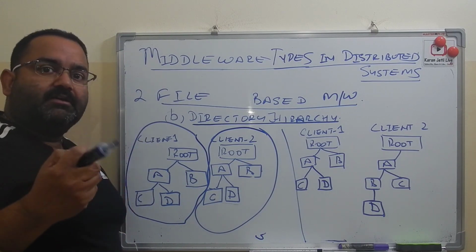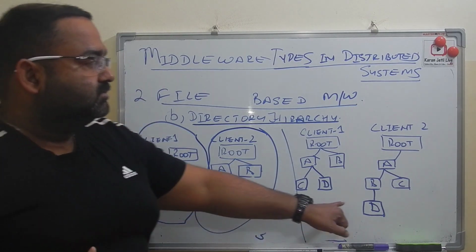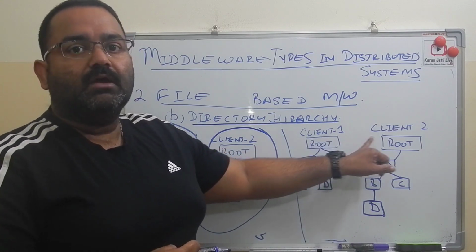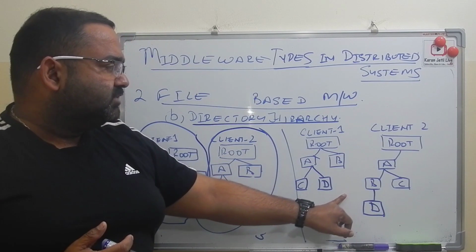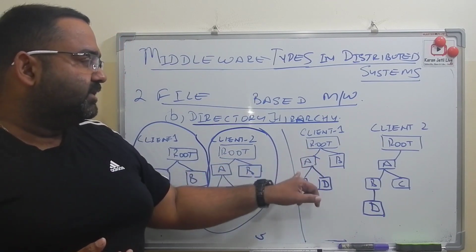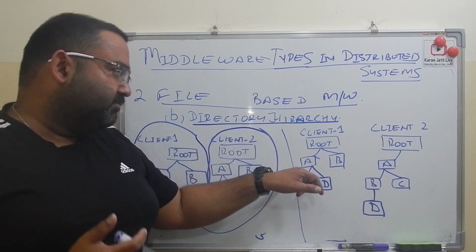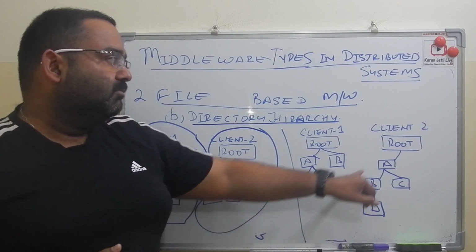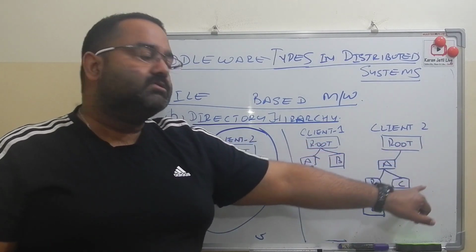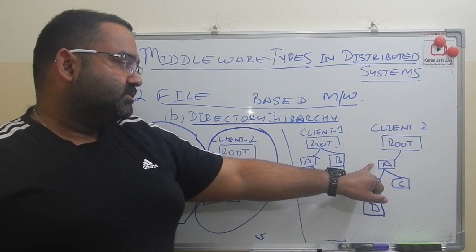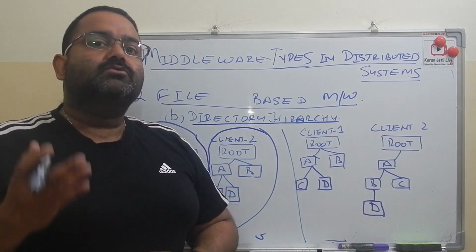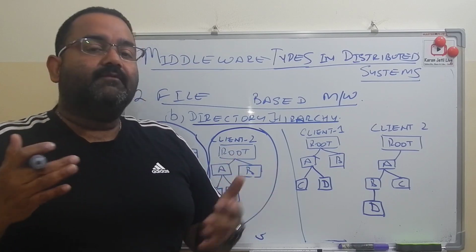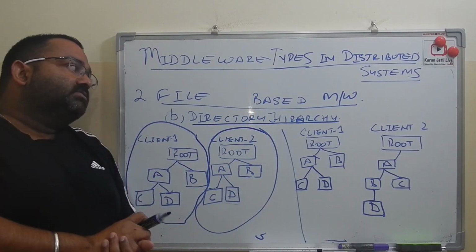In the directory hierarchy issue, the second case is this. We have client 1 and client 2. Client 1 is following this directory hierarchy. It has root, it has A, B, and below A, B we have C and D. But client 2 is following this hierarchy. It has root, it has A, under A it has B and C, and under B it has D. So this is the second issue which we have to face in file based middleware.